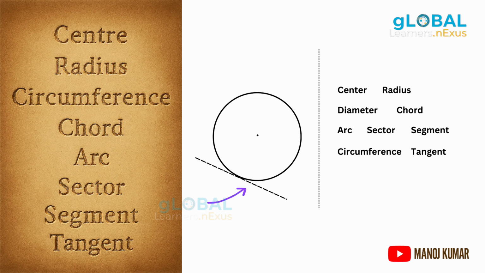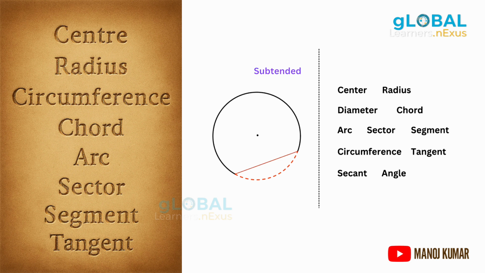Then a tangent to a circle is a straight line that touches the circle at exactly 1 point without crossing it. And a secant is a straight line that intersects the circle at 2 distinct points. Then we use the word subtended to describe how an arc or a chord creates an angle at a point on the circle. For example, when an arc forms an angle at the circumference, we say the angle subtended at the circumference by the arc. Similarly, if the angle is formed at the center, we say the angle subtended at the center by the arc. This completes the basic naming of a circle.